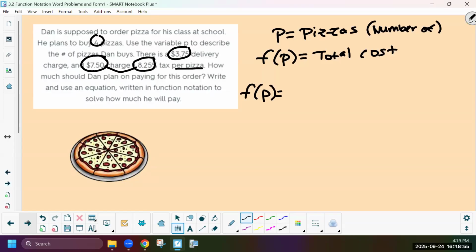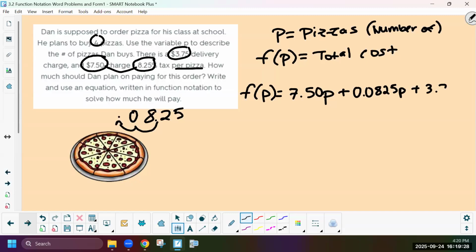All right, we have a $7.50 charge per pizza. So we'll say $7.50P. Plus, we have an 8.25% tax per pizza. We have to turn that 8.25 into a decimal. So to do that, we take our decimal point and we move it 2 spaces to the left. So I would write that as 0.0825P. Okay. And then I have that one-time fee of $3.75. Okay. So now we need to evaluate for F of 4. So F of 4.